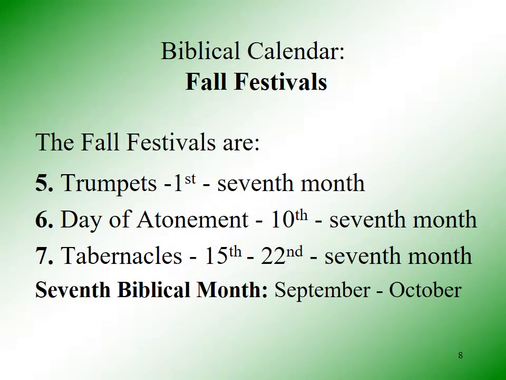The biblical calendar and the fall festivals. The fall festivals are the Feast of Trumpets, celebrated on the 1st of the 7th biblical month, the Day of Atonement, celebrated on the 10th of the 7th biblical month, while the Feast of Tabernacles, the 7th of the feast, is celebrated on the 15th to the 22nd of the 7th biblical month, corresponding to September-October Gregorian reckoning.